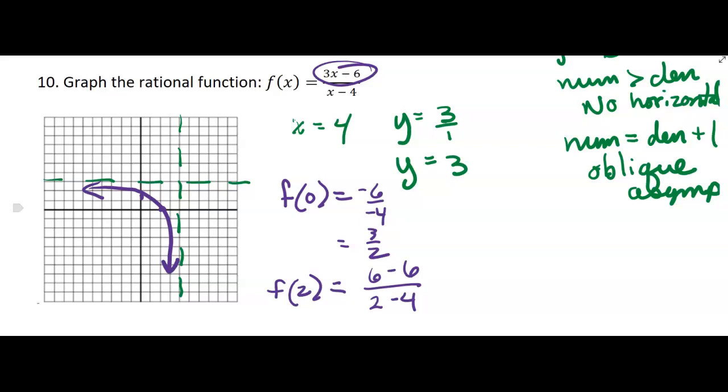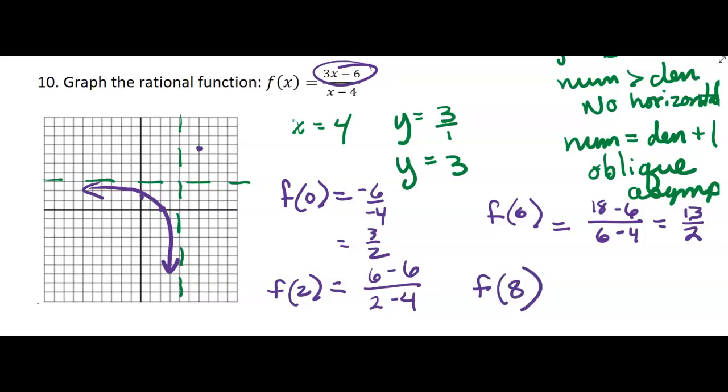Now, I would probably find some more points. Like maybe I would find f of 6. So let's see what that looks like. If I put in 6, I'd have 18 minus 6 over 6 minus 4, which is 13 over 2, 6.5. Okay, so 6, and then let's see, 4, 5, 6.5. It'd be like right there, maybe. And then maybe I would put in 8, f of 8.